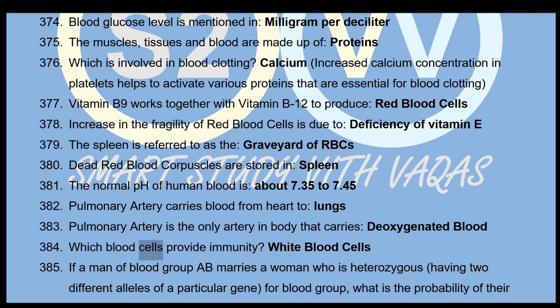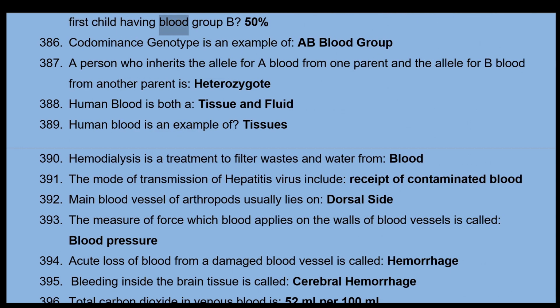Which blood cells provide immunity? White blood cells. If a man of blood group AB marries a woman who is heterozygous, having two different alleles of a particular gene for blood group, what is the probability of their first child having blood group B? 50%. Codominance genotype is an example of AB blood group.